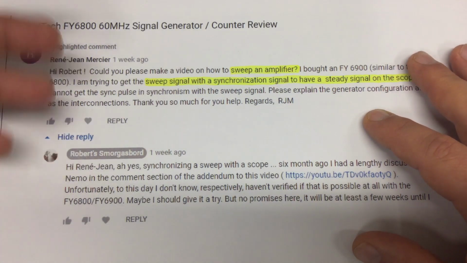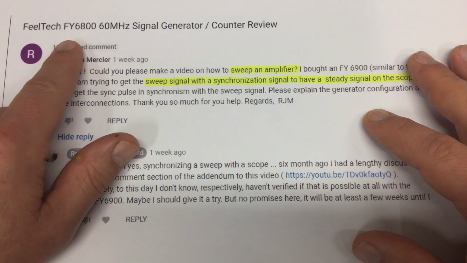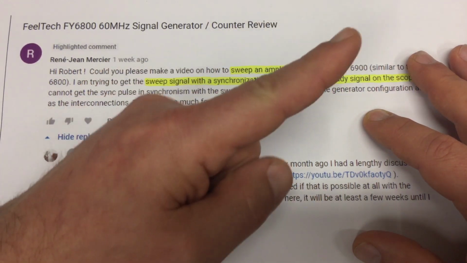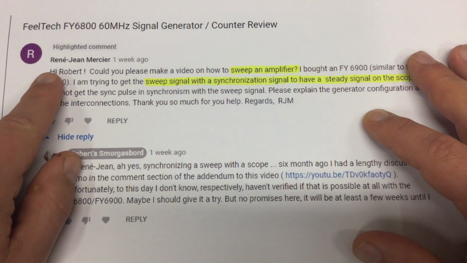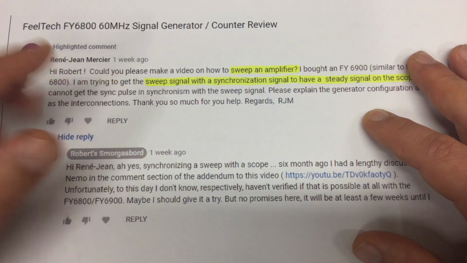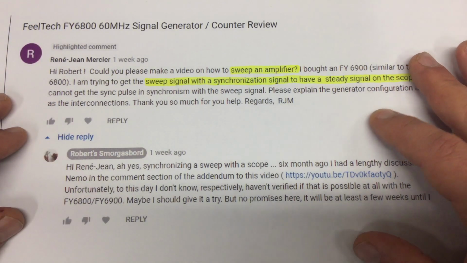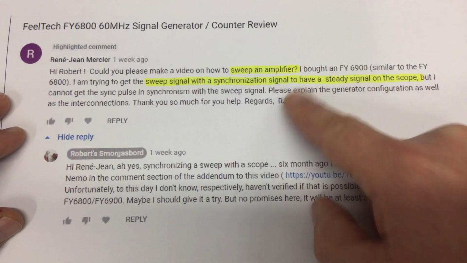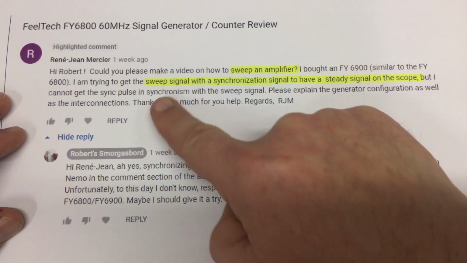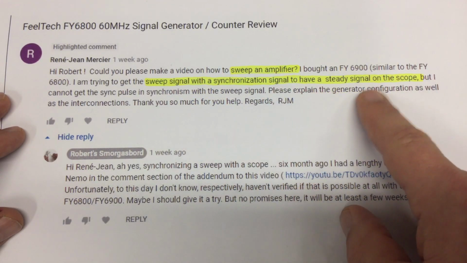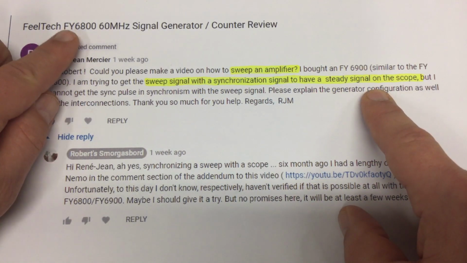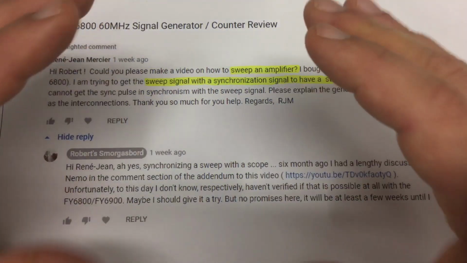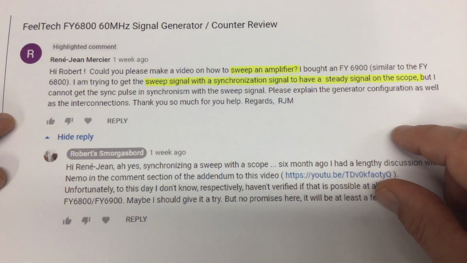There was one comment on my FeelTech FY6800 review, card link, by René Jean Mercier. I hope I didn't butcher that name. And he basically wants to frequency sweep an amplifier, and he has a problem to synchronize the sweep signal from that FY6800 with the scope, so you get a steady signal on the scope.